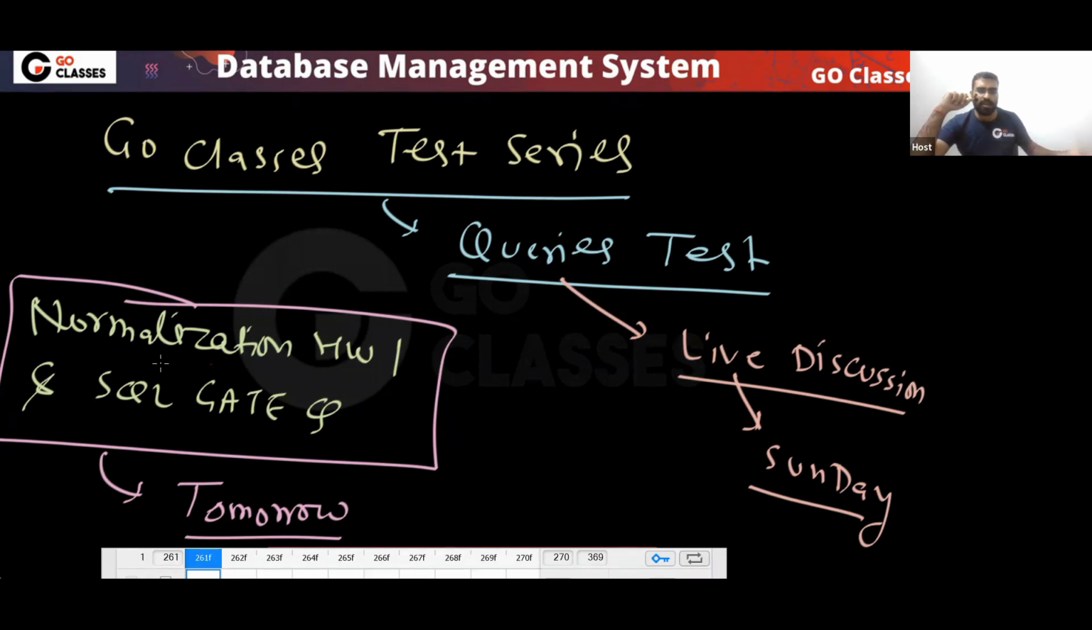Normalization homework 1 and SQL GATE questions. And one topic also we will study. In normalization, one topic is remaining, that is BCNF and 3NF decomposition. This algorithm is remaining. So this is a small topic. We will see this. So these things we will do tomorrow, and on Sunday we will do the queries test live discussion.